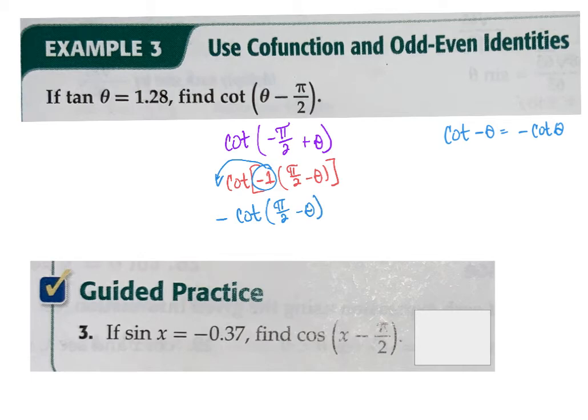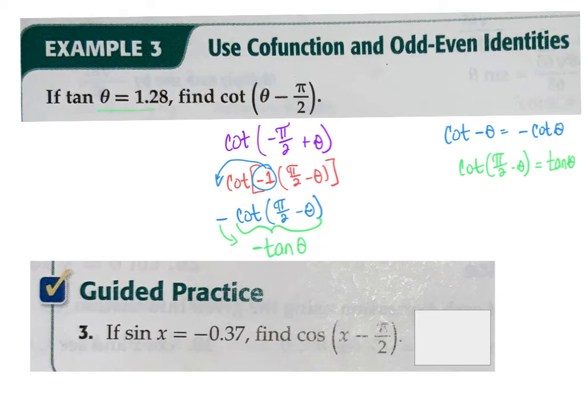Okay? Yes? Now, look at your cofunction identities. I know that the cotangent of pi over 2 minus some angle is the same thing as the tangent of that angle, right? Does that make sense? So I can replace this piece of it with tangent of that angle and bring that negative down.